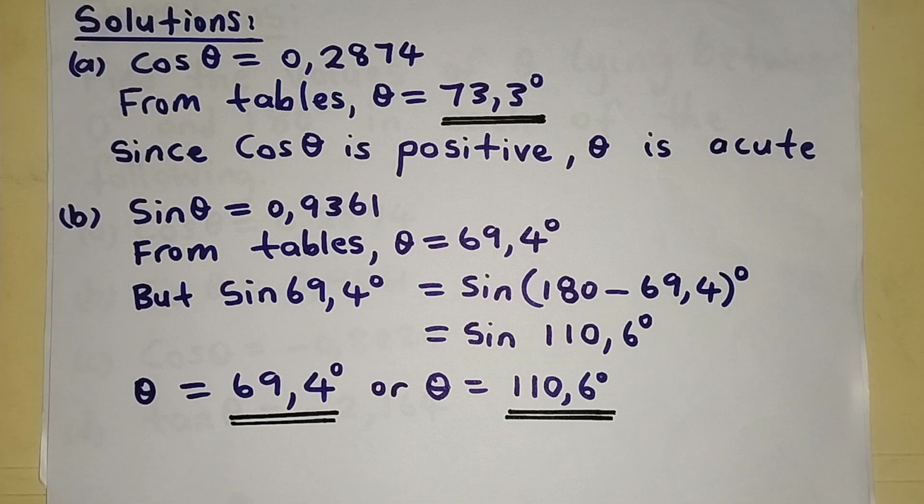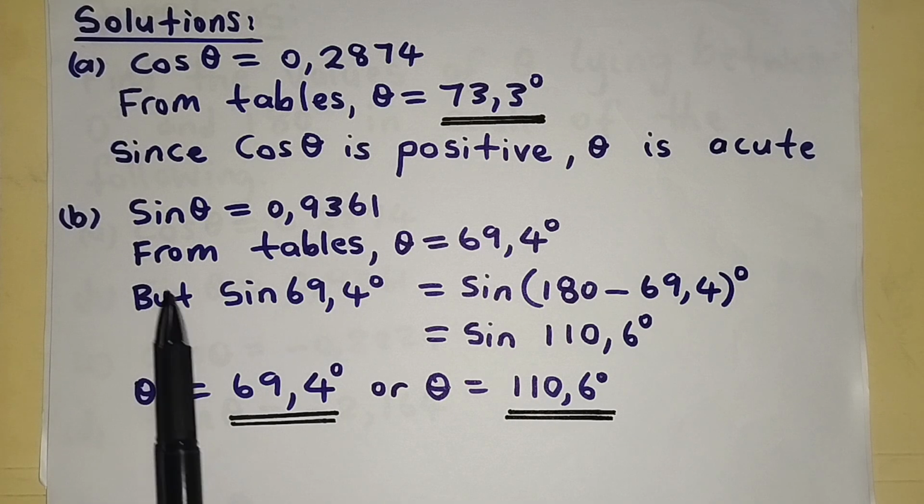But let me give you some additional information. Cos 0 is 1, and cos 90 is 0, and finally cos 180 degrees is minus 1. Okay, let's go to the second solution.